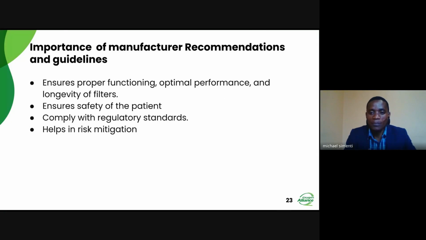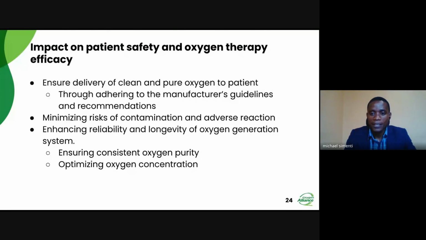And eventually, by following those recommendations, we are also mitigating any risk that may arise due to improper use of these filters, right? So let's take this into our consideration that it is most important to follow the recommendations and guidelines from the manufacturer as we are using these filters, whether in a PSA plant or in an oxygen concentrator.